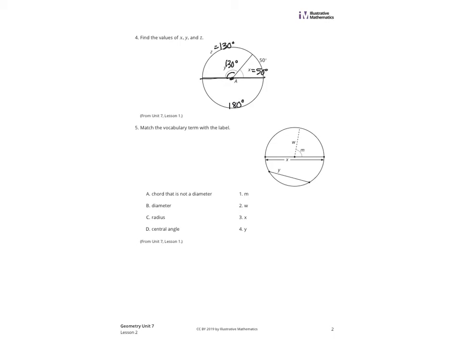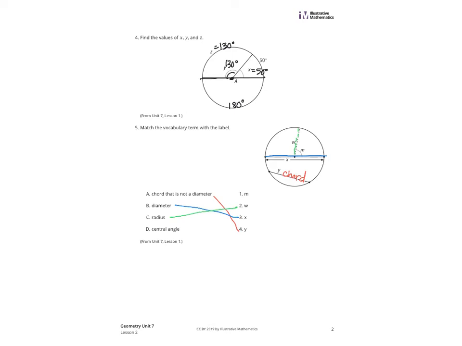Matching vocabulary: a chord that is not a diameter, meaning it doesn't go through the center. This looks like my chord. It looks like Y is my chord. And then a diameter, well, X looks like it's my diameter. X goes through the center. So that one looks like it goes together. My radius, well, there's multiple radii, but the only one that is identified for me clearly is W. So W would be my radius in this picture.